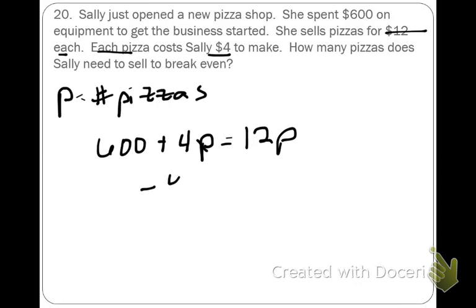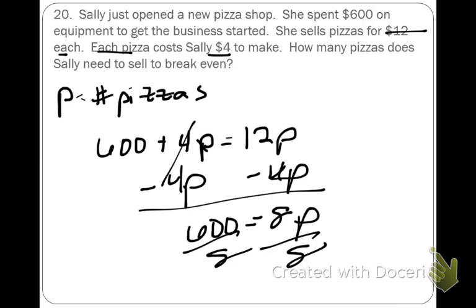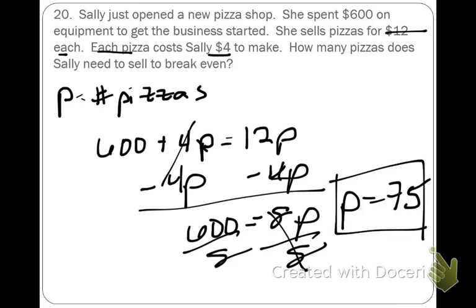We want to move this 4P over. So I want to get it to 0 on the left-hand side by subtracting 4P. And so we get 8P, and then we're going to divide by 8. And so P is 75. That's what we get there. Okay? So she has to sell 75 pizzas to break even. All right? Hopefully you got that.